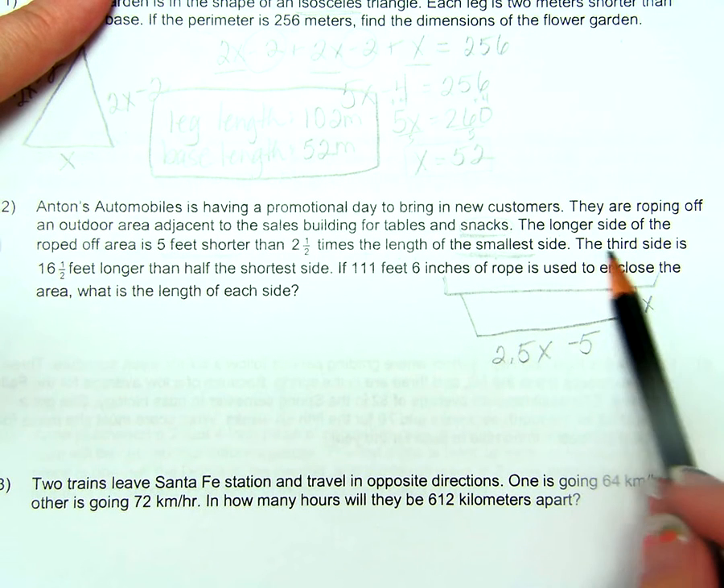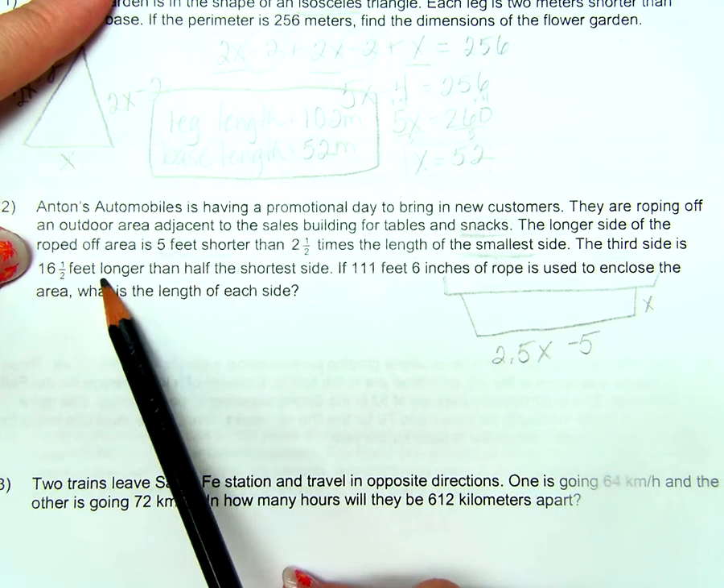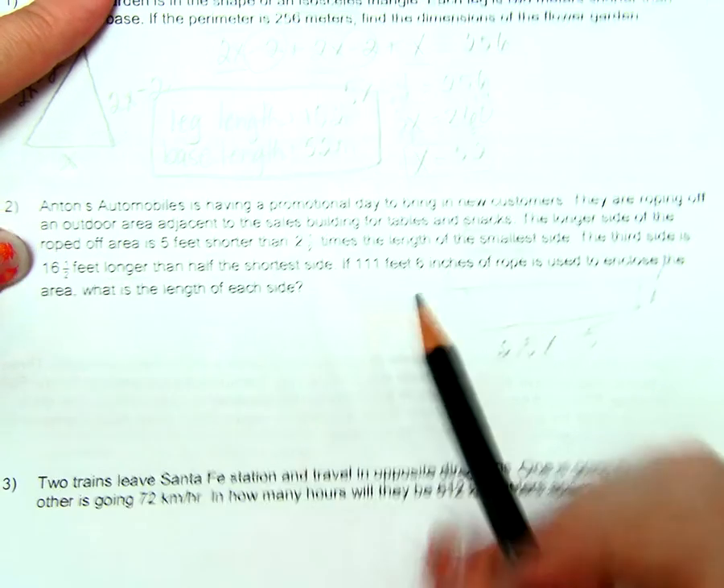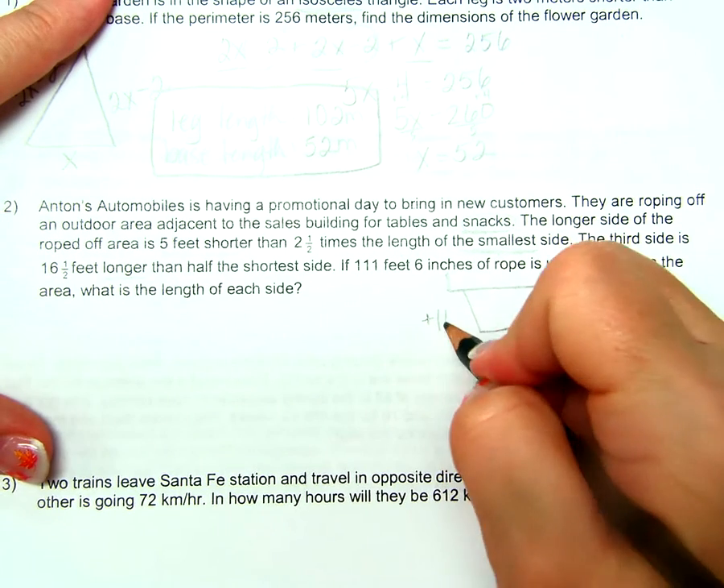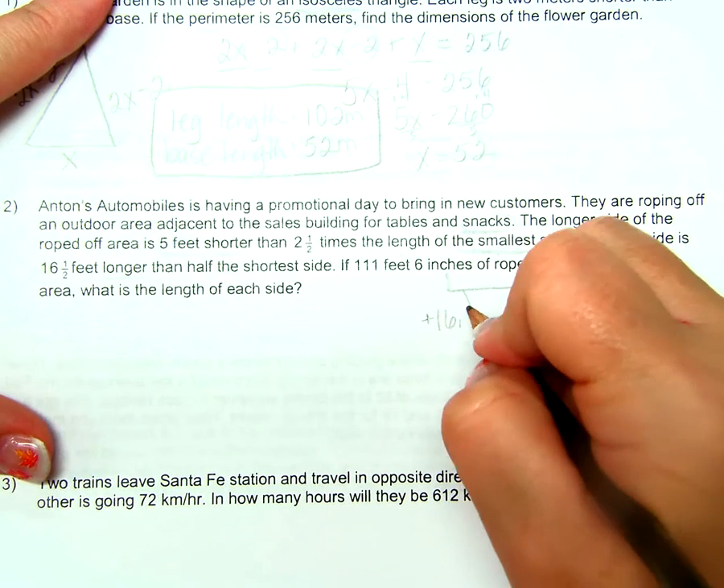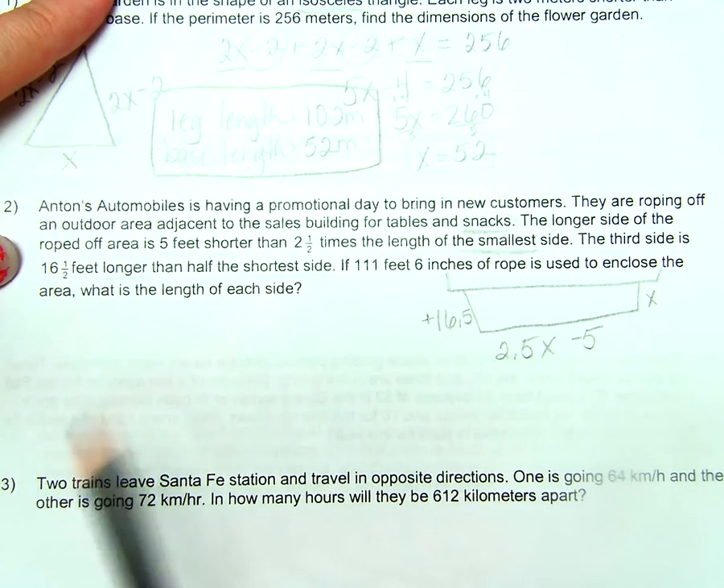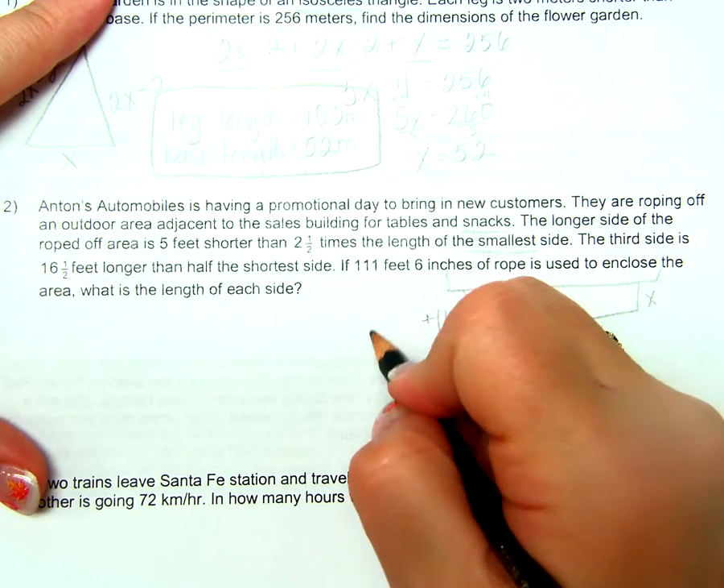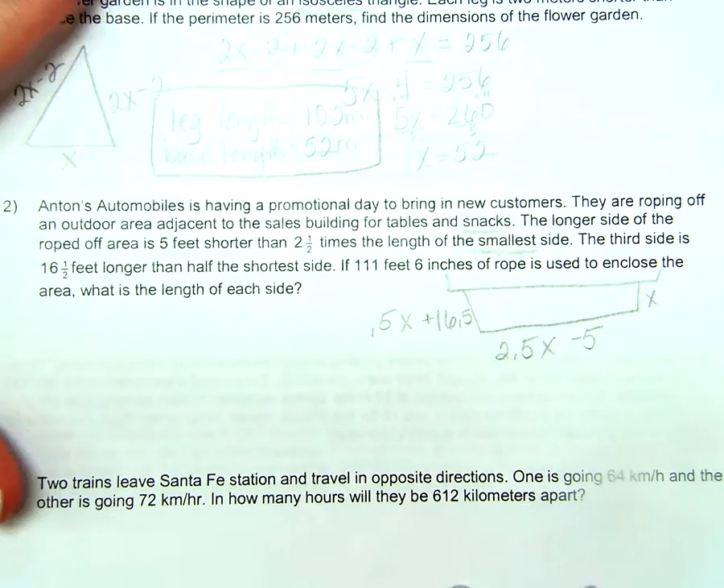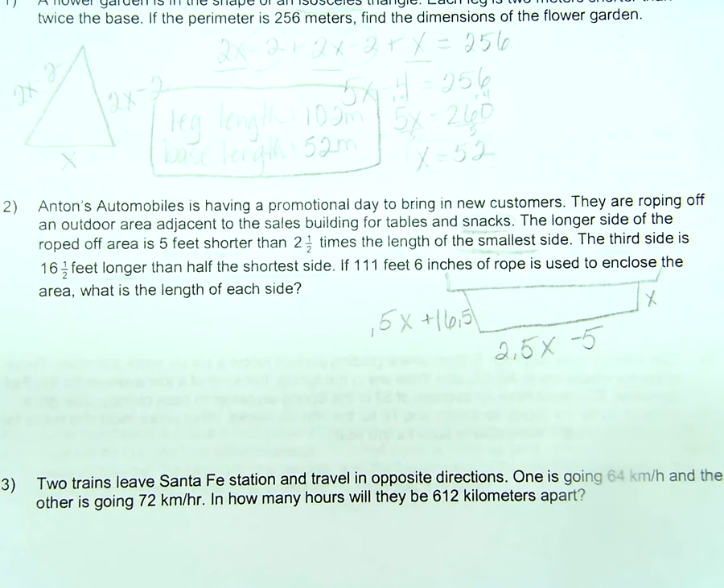Okay. The third side is 16.5 feet longer. So plus 16.5. Then half the shortest side. So half the shortest side. How much rope do I have? Yes, you do. 111 feet 6 inches.